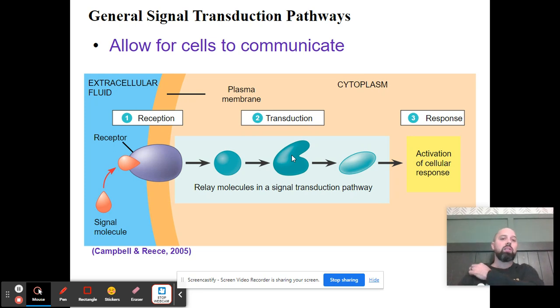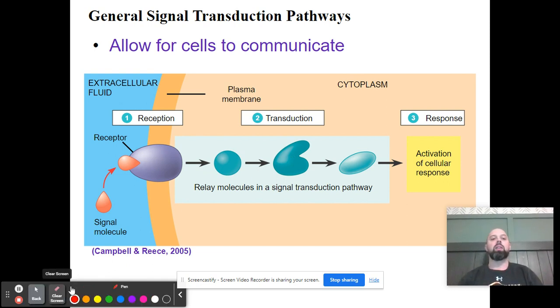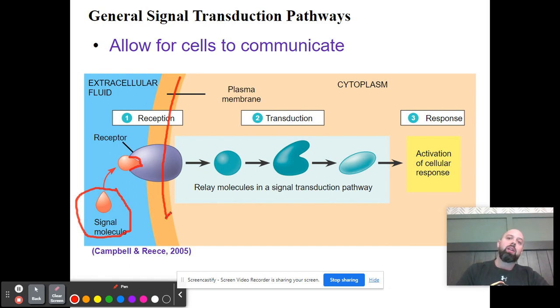So, in general cell communication, this is how cells are going to communicate. It all starts here with a signal molecule, also known as a ligand. The signal molecule will bind to a receptor. Now, this specific receptor you can see is on the cell membrane. It's not always the case. Receptors can be intracellular too. It just depends on the characteristics of that ligand.